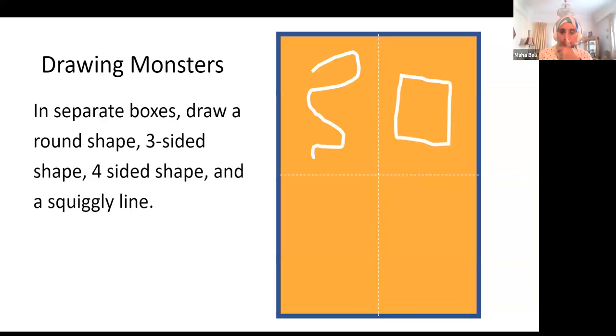And then in each of your boxes, I want you to draw one round shape, one three-sided shape, one four-sided shape, and a squiggly line.